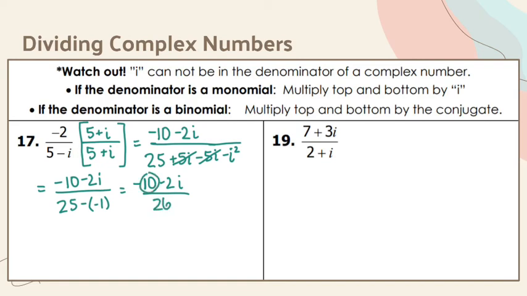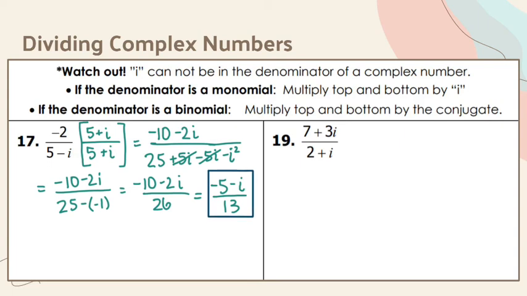Now, all three terms, 10, 2, and 26, are divisible by 2. So we can do negative 5 minus i over 13. We just divided all three coefficients by 2, and you can only do that if all of them are divisible by the same number. So this is our final answer.